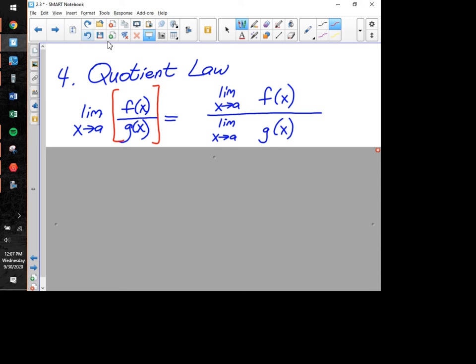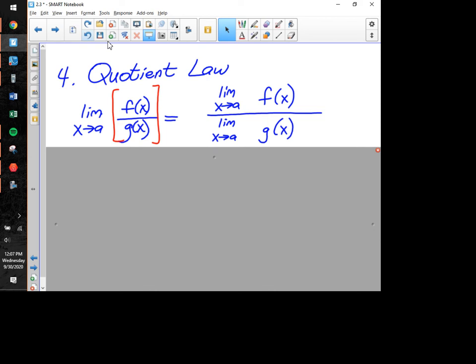Now, the one thing we've got to be careful of with quotients that we didn't have to worry about with sums or differences or products, I think you guys know where we're going with this. With everything you've learned about addition over your entire life, addition works with all real numbers. Same thing with subtraction and same thing with multiplication.